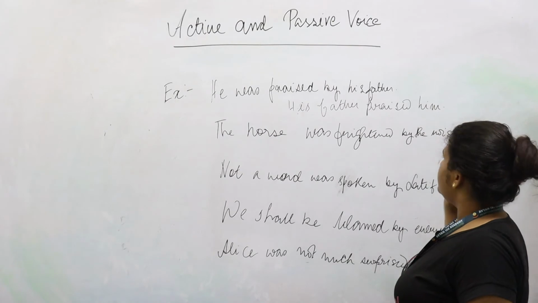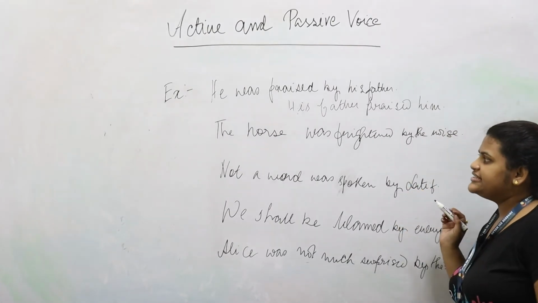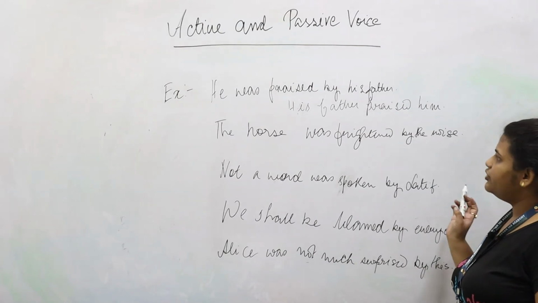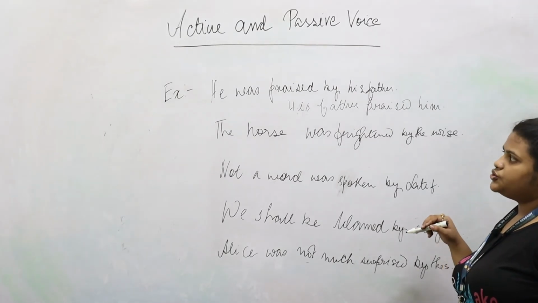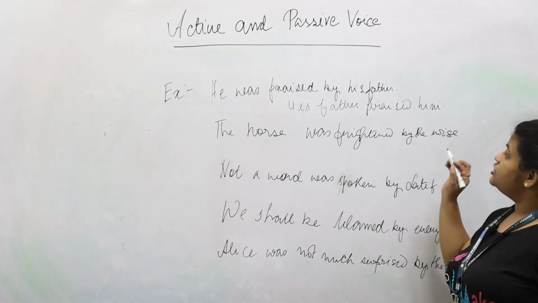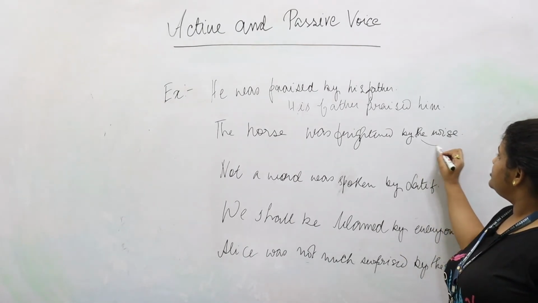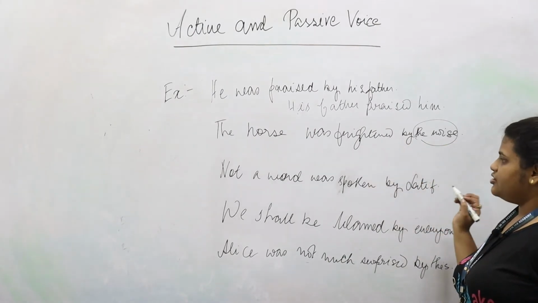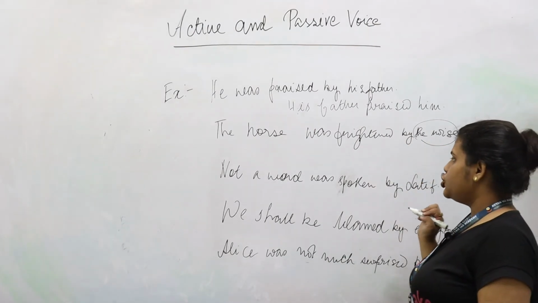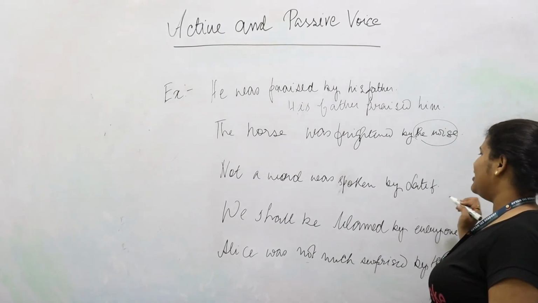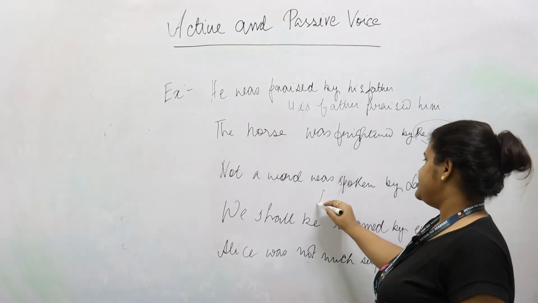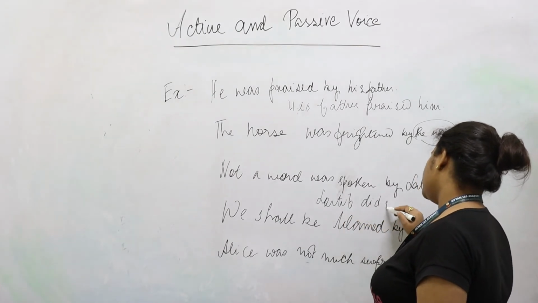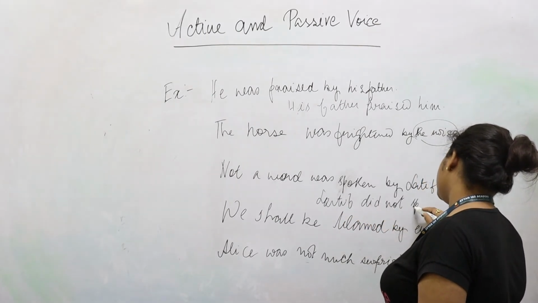him. However, in the next sentence, if we have "the horse was frightened by the noise", in order to transform this into active voice, we will say the noise, this becomes the subject, "the noise frightened the horse". For the next sentence, "not a word was spoken by Latif", we will say "Latif did not speak a word".